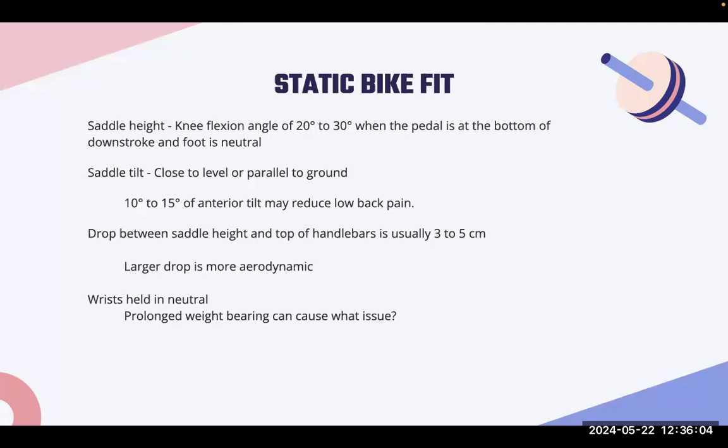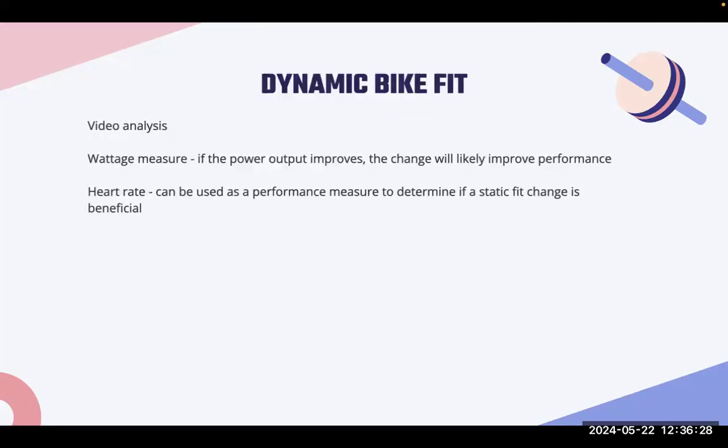And then wrists held in neutral position is what we want. We don't want them wrist extended or flexed. And so what can happen if you have prolonged weight bearing on your wrists? Anyone have an idea of problems that can happen? Ulnar neuropathy. There you go. Guyon's canal. That's when it comes up. Exactly.